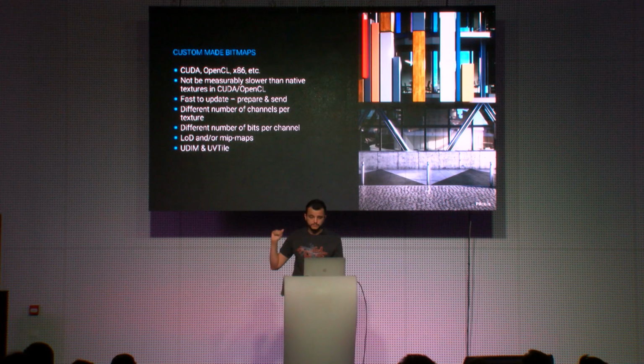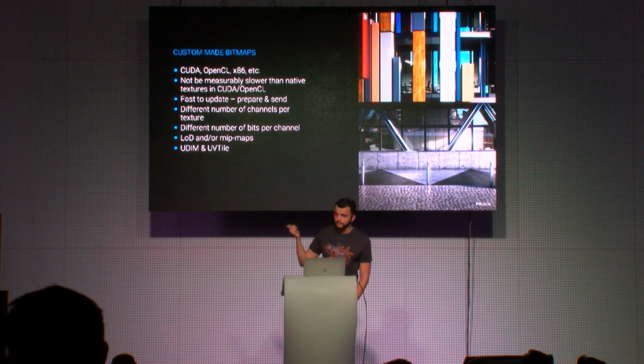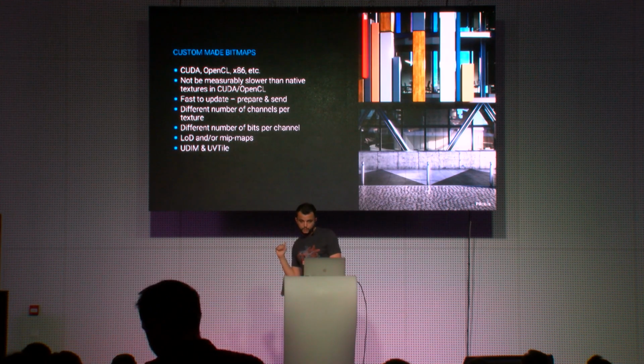It has to be fast to update and modify. You have to be able to send textures as fast as you can without having to rebuild any complex data structures. You have to be able to have a different number of channels per texture, a different number of bits per channel, and also we do want to be able to have level of detail or MIP maps created automatically on the fly. And I'll get to why in a second.